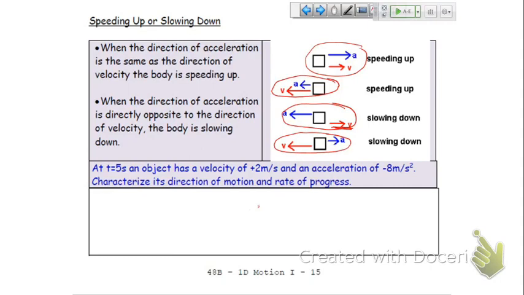The velocity always gives you the direction, but you can't just look at the acceleration and get whether you're speeding up or slowing down. And that's the most common mistake.